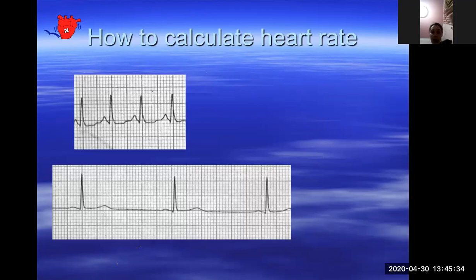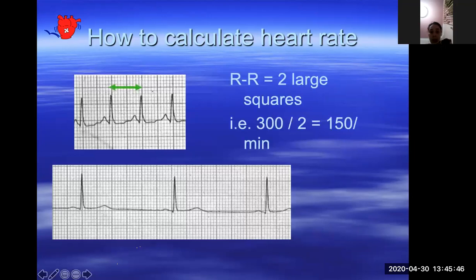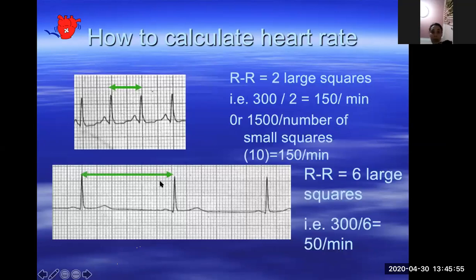So this is a regular heart rhythm. I see it's normal sinus rhythm because of the P wave and the QRS. If you want to measure the number of large squares, 2 here, so 300 divided by 2 is 150. So the heart rate is 150. While here, look at the number of large squares: 1, 2, 3, 4, 5, 6. So 300 divided by 6 is 50. So that's bradycardia. So simple, they're very easy to do: 300 divided by the number of large squares between the RR.